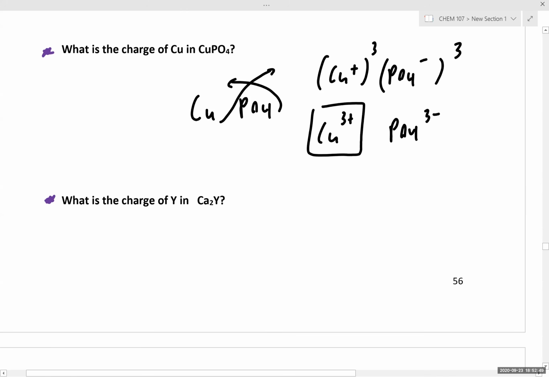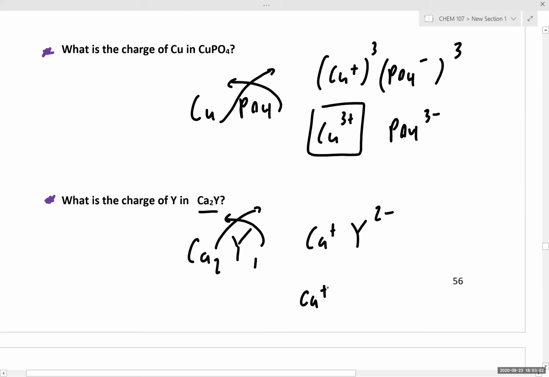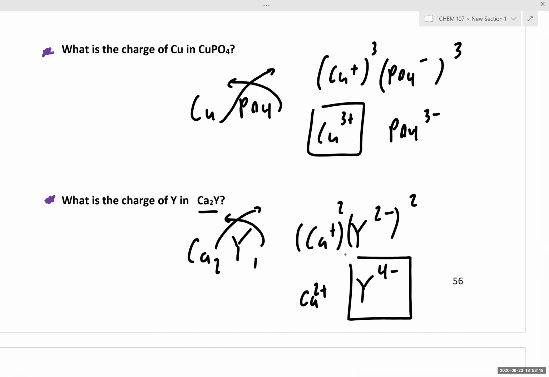Finally, for the following compound containing calcium and this unknown Y, we reverse cross our charges. We get calcium+ and Y2-. However, we know calcium has a 2+ charge, so we multiply both of our charges by 2, giving us calcium 2+ and Y4-. Does this example make sense to everyone? Any questions on this example?